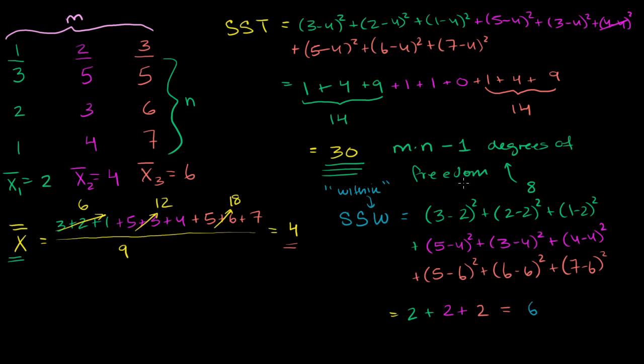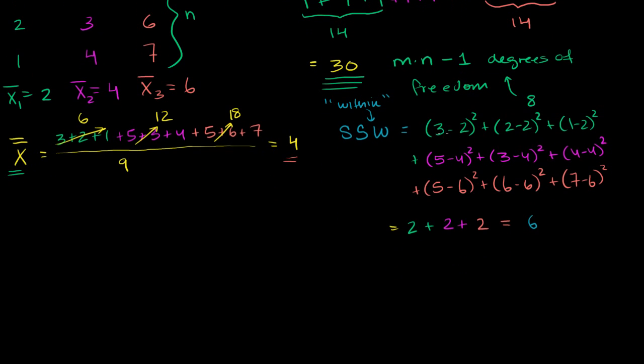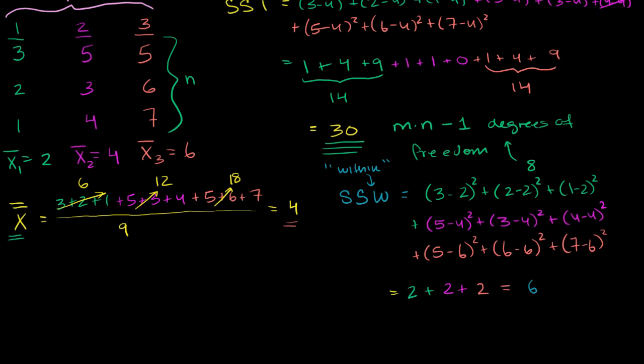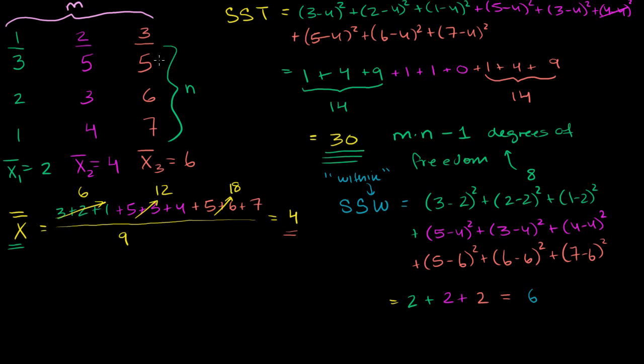So in general, let's figure out the degrees of freedom here. For each group, when you did this, you had n minus 1 degrees of freedom. Remember, n is the number of data points you had in each group. So you have n minus 1 degrees of freedom for each of these groups, and there are m groups. So there's m times n minus 1 degrees of freedom.